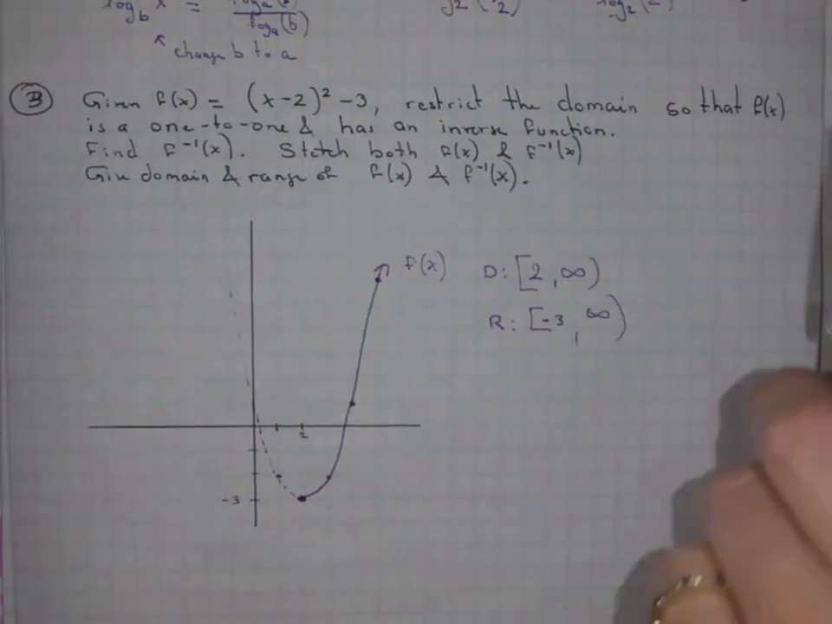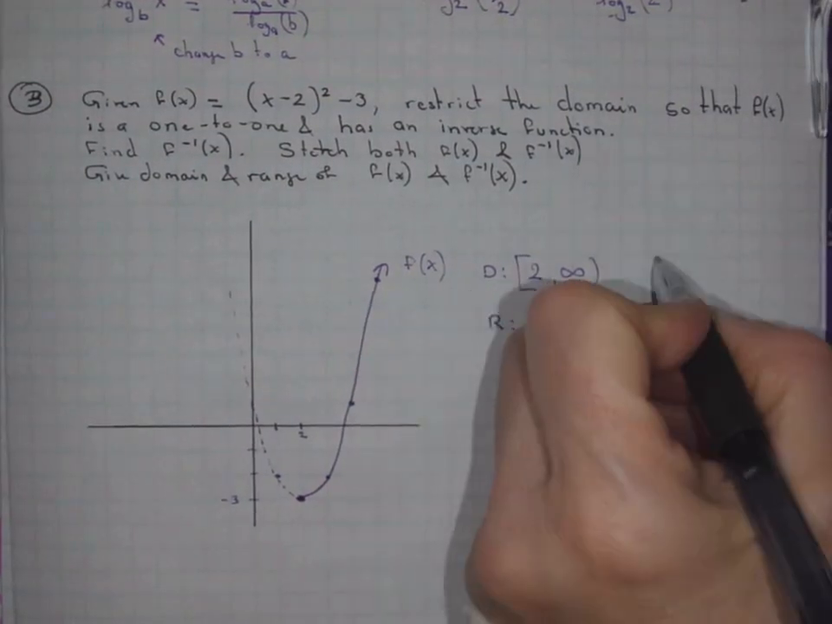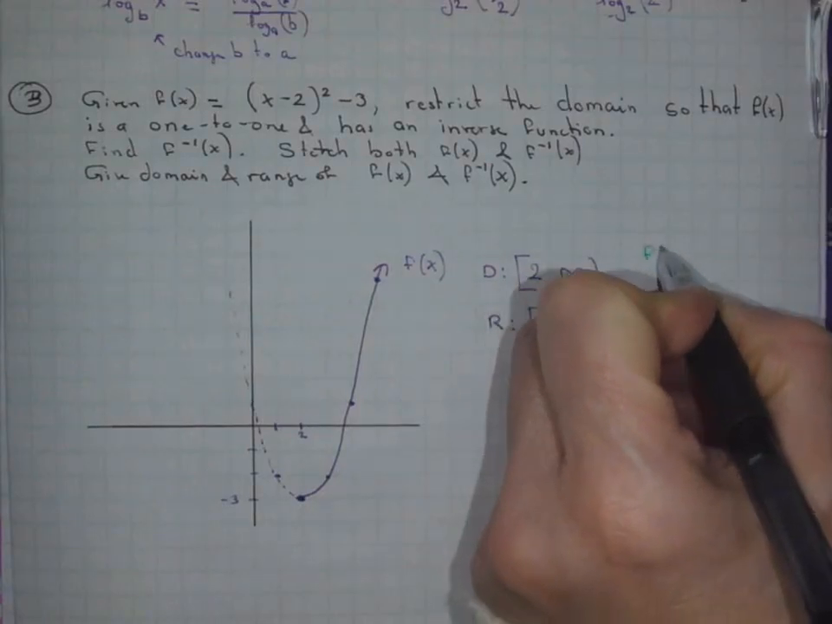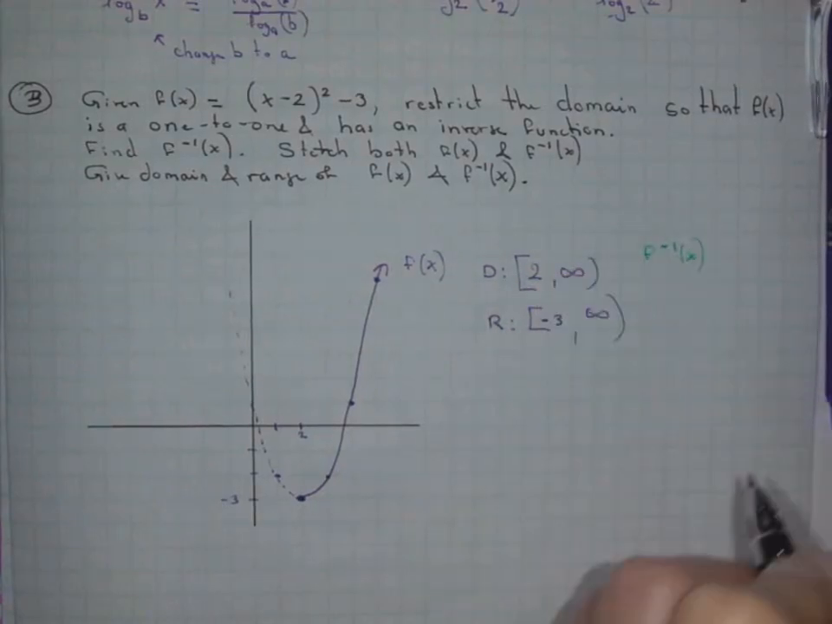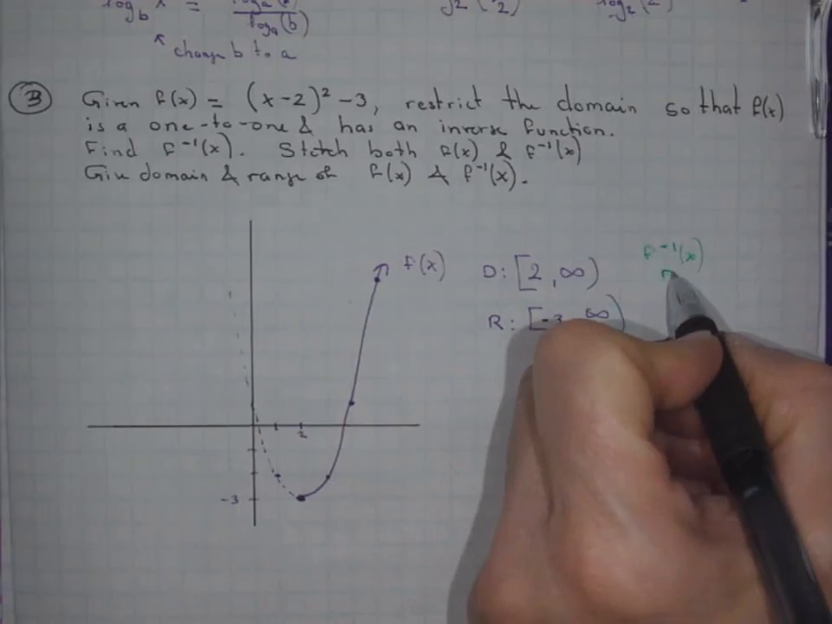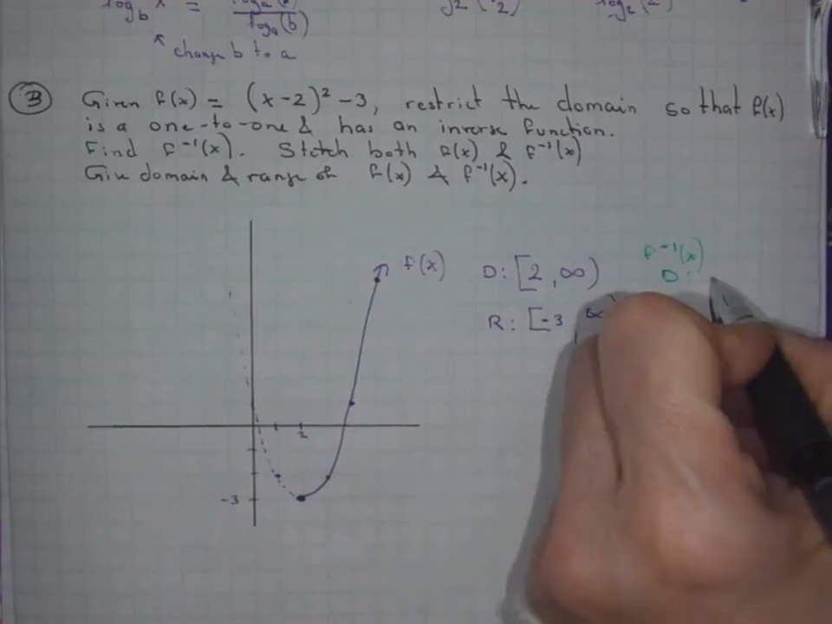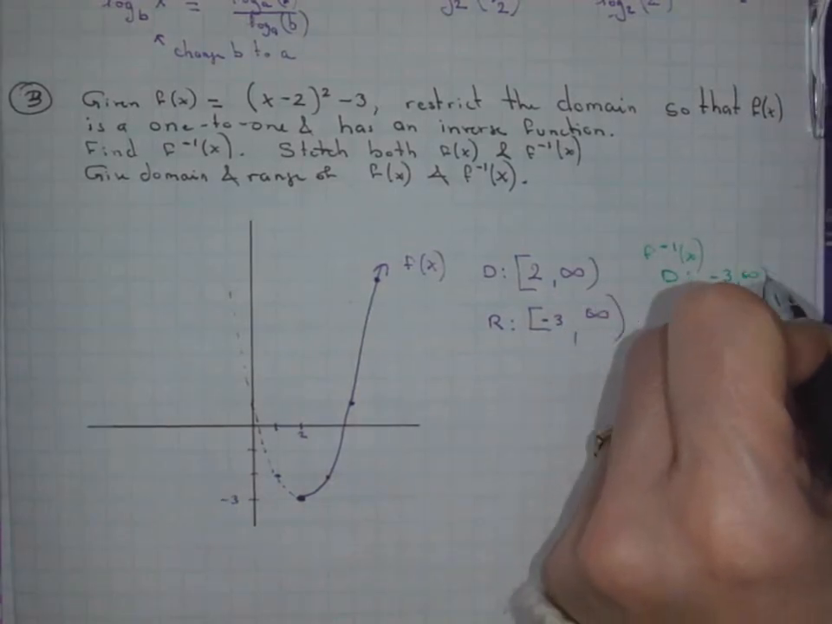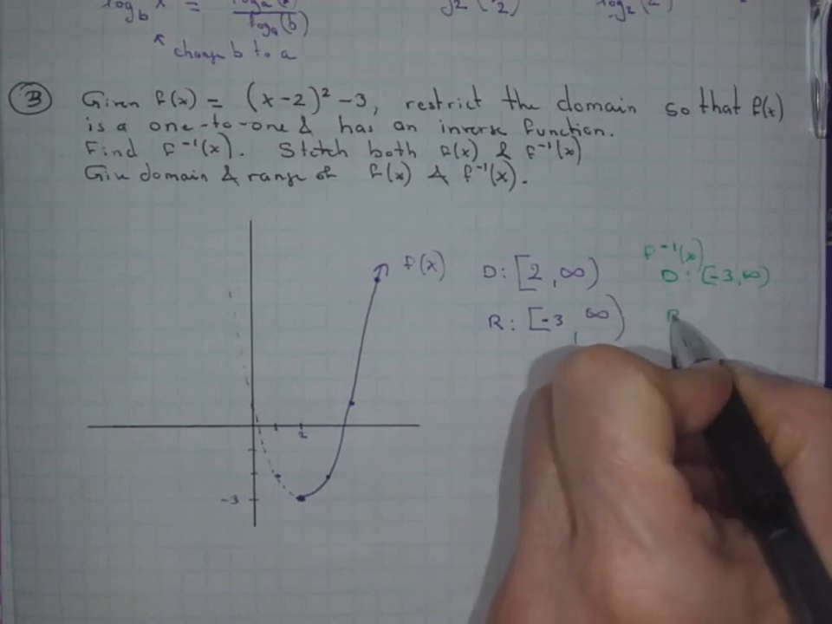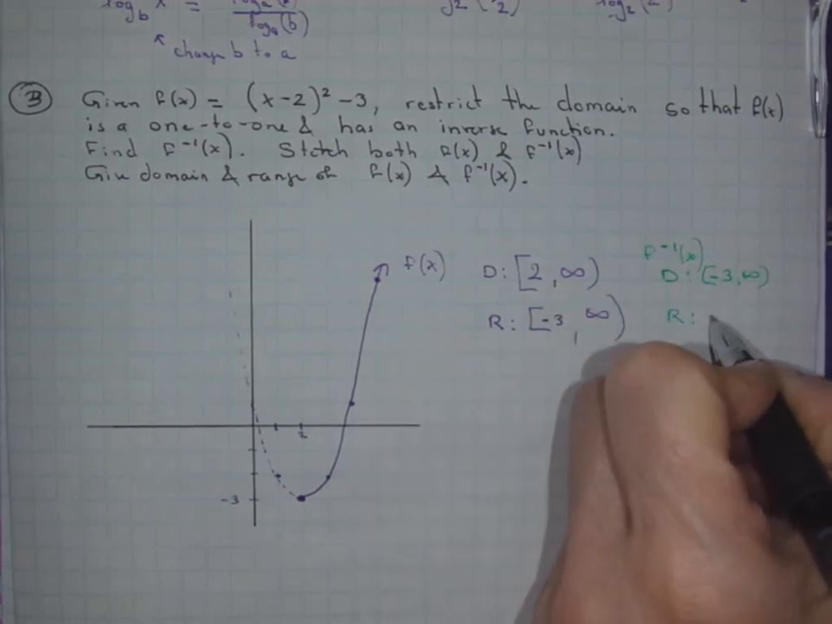What's pretty cool now is that I can say, hey, now I can actually do domain and range of the inverse function as well. Might as well. So the domain will be what used to be the range, so from -3 to infinity, and the range is what used to be the domain, so from 2 to infinity. Okay?